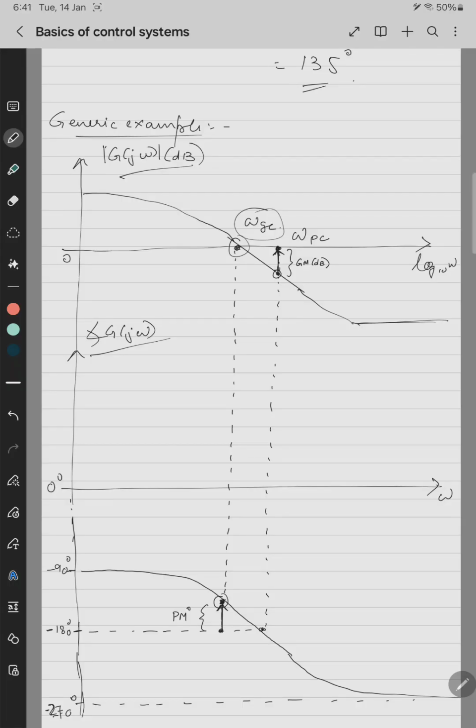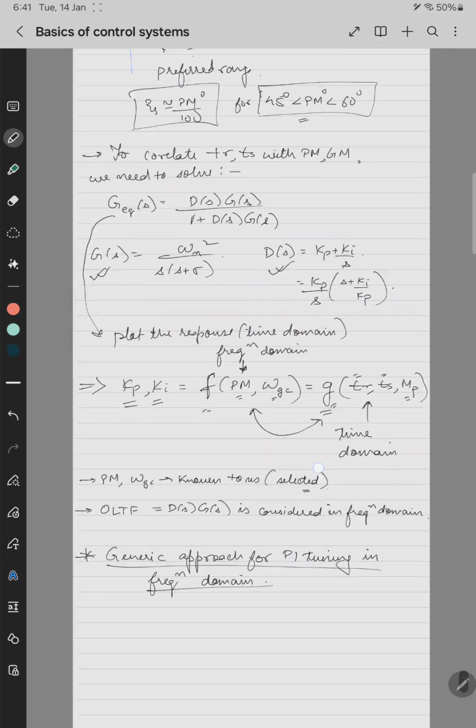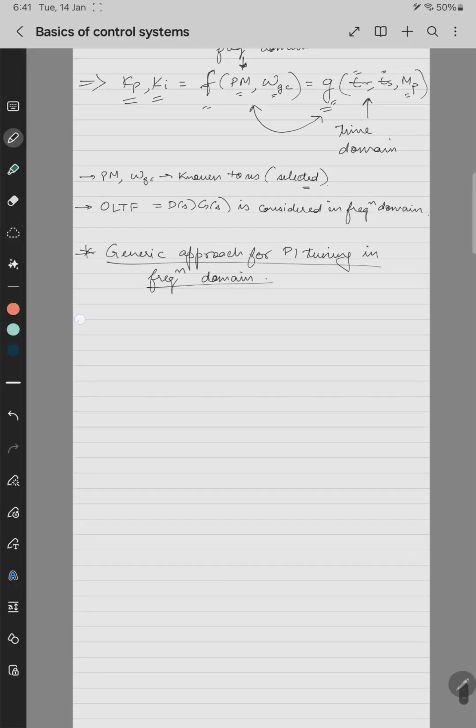Now you can't change the nature of the plant. The plant is already modeled in the Laplace domain, that is, the transfer function. So for a given plant omega GC is known, or basically you have to assume omega GC, the crossover frequency, which depends on the application, like a switching application. So step 1 in any generic approach is to assume omega GC.